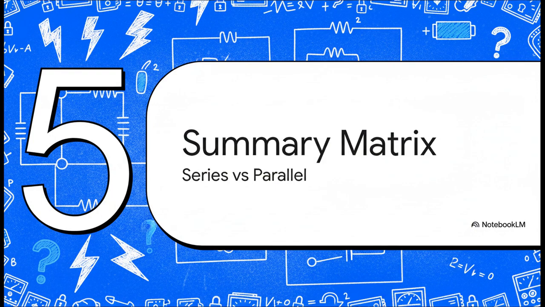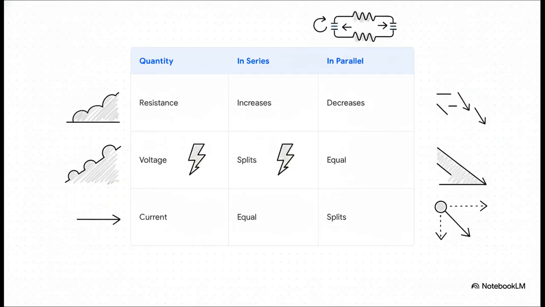And finally, Section 5, the series and parallel summary. I highly recommend taking a quick screenshot of this ultimate summary matrix because it perfectly captures exactly how resistance, voltage, and current behave depending on whether they are in a series or parallel setup.